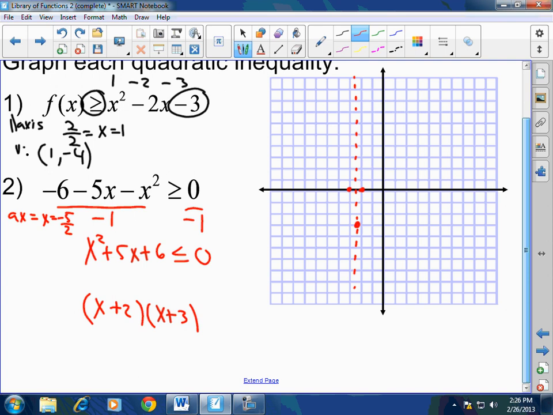Originally, it was negative. But when I divided it by a negative, it became positive, and you have a completely different answer. So I'm going to graph this. And now, you always read from the 0 or the y, not the equation. So 0 is greater than or equal to x squared plus 5x plus 6. It's greater than or equal to, so again, it's going to be shaded in here.